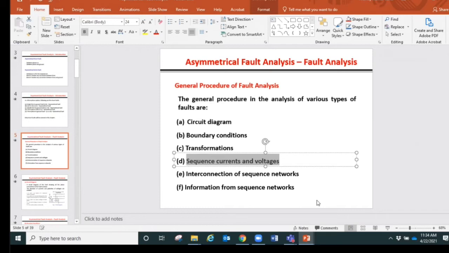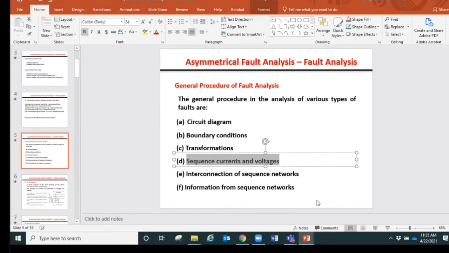If we find that three voltages V1, V2, V3 are the same, equal magnitude, meaning these are coming from three different voltage sources, but they are connected in parallel. So that is why they give rise to a condition where all of them are of equal magnitude.